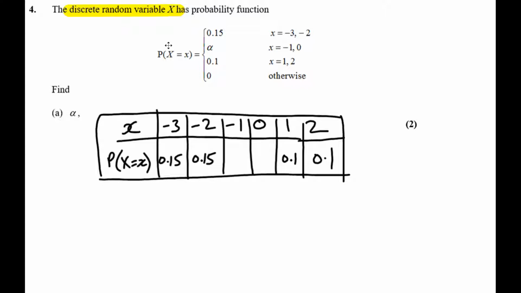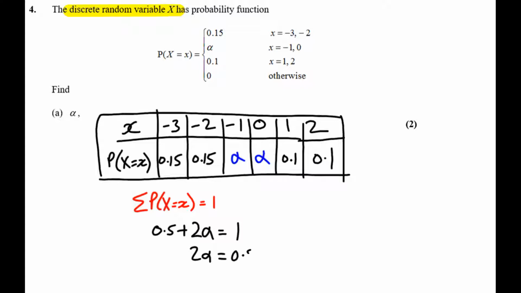So what must be the value of alpha? If we were to add all of these together, I'm going to put the alphas in for now, we know that we should get an answer of 1. The sum of the probabilities should equal 1. So 0.1 plus 2 alphas equals 1. 0.5 plus 2 alpha equals 1. 2 alpha itself equals 0.5. And then alpha must be 0.25.